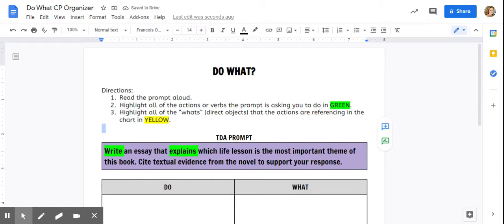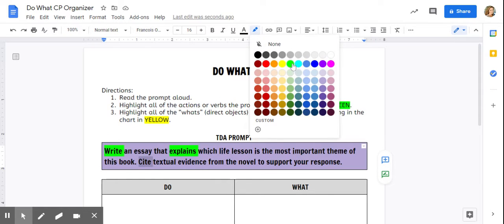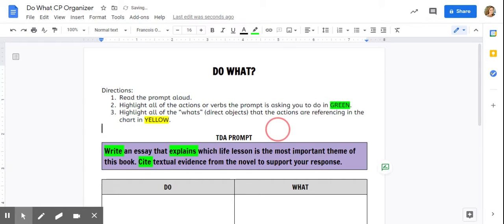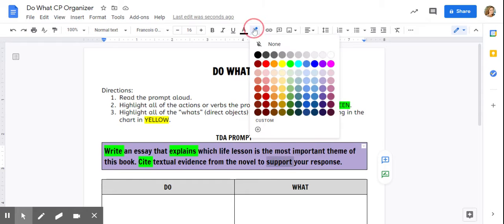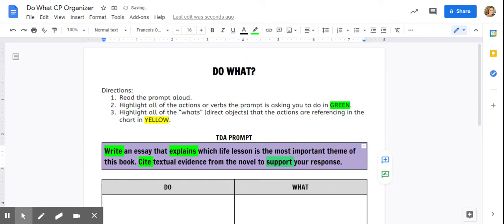Which life lesson is the most important theme of this book? Okay, so far we have 2 verbs, write and explain. Second sentence, cite. Cite is a verb. That is something we're going to have to do within the essay. Cite textual evidence from the novel to support, and I'm going to highlight support also green. So we have 4 verbs highlighted in green, and they are write, explain, cite, and support.